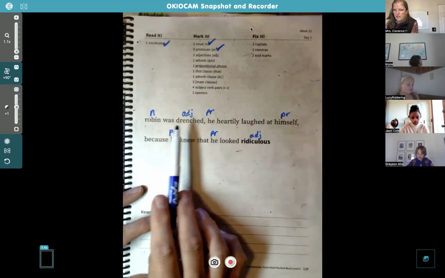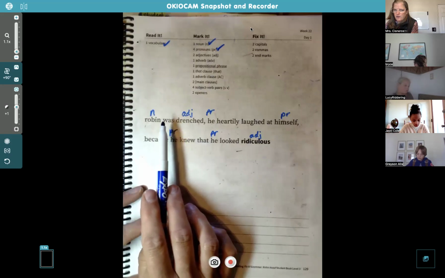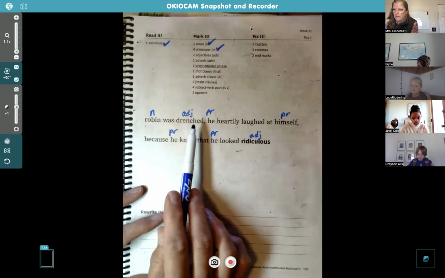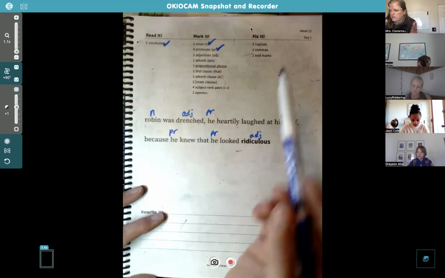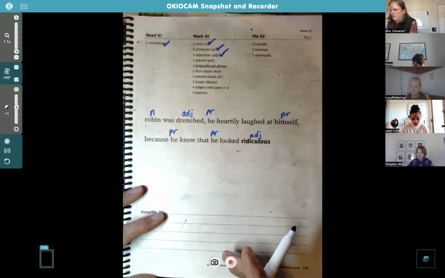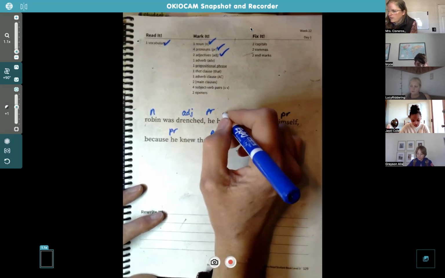But in this context, because we have that verb was, this is a linking verb that's going to link the noun to the adjective. And that's what linking verbs do. They link words together. So Robin was drenched. That makes it an adjective. All right, there's one adverb, Bryce. Do you see where the adverb is? Heartily, good.